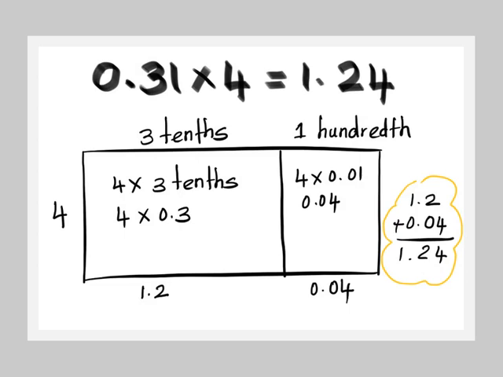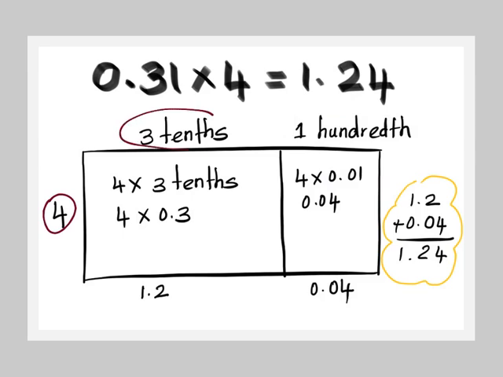This is another area model for finding out the product. Decimal multiplied by a whole number gives what? So let's find out. The value of 3/10 is 0.3 and the value of 1/100 is 0.01.